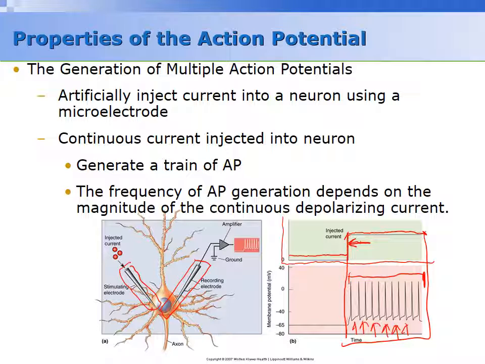I believe there is a slide there, but once we shut this down, this will shut down also. So the frequency of this, basically the time it takes for the next action potential to occur, depends on this magnitude. If the magnitude of the continuous depolarization is greater, the number of spikes per second is more.